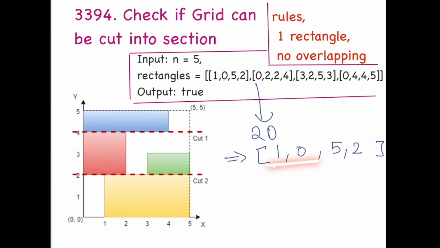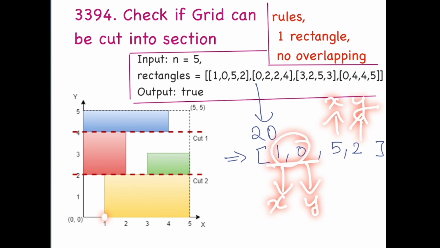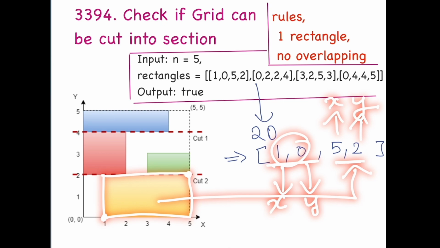So 1 comma 0 means 1 is the x axis coordinate, 0 is the y axis coordinate, 5 is the x axis coordinate, and 2 is the y axis coordinate. Here 1 comma 0 is this point, and 5 comma 2 is this point. So we are going to take these points and create a rectangle. So this is our first rectangle, represented by the first data.